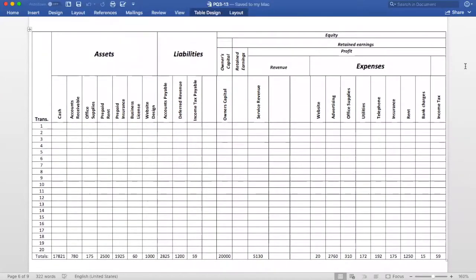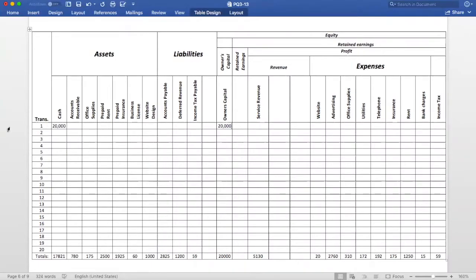We can now input the transactions into the expanded accounting equation. I have already added the account names under the appropriate financial reporting elements. Please have your textbook open to question PQ3-13 so you can follow along with all the transactions. Number 1, you invest money into your business. Cash will increase and owner's capital will also increase.